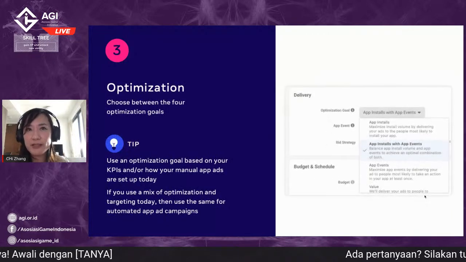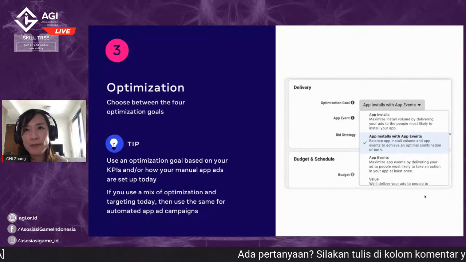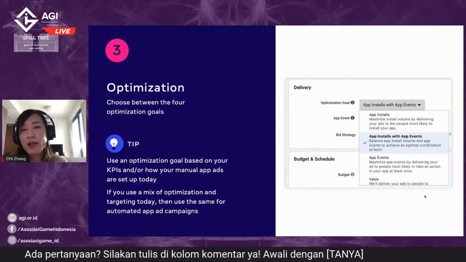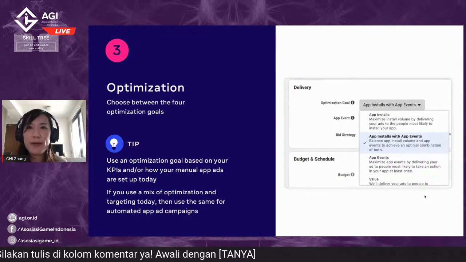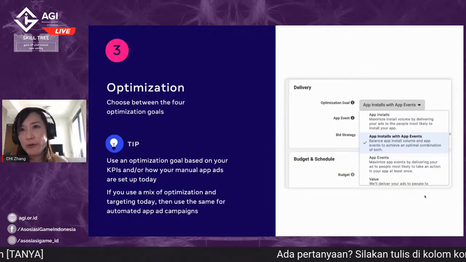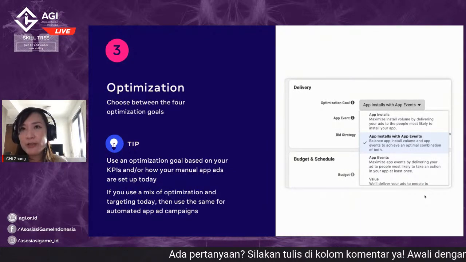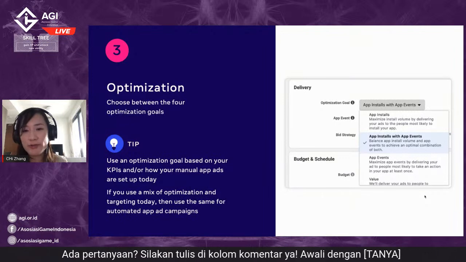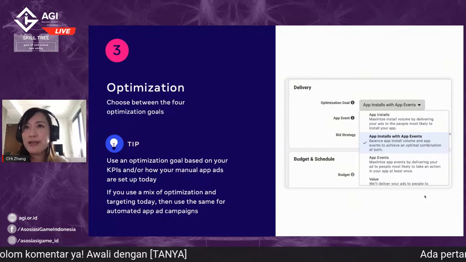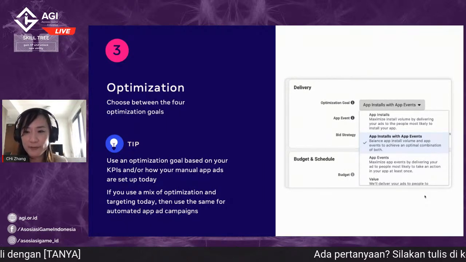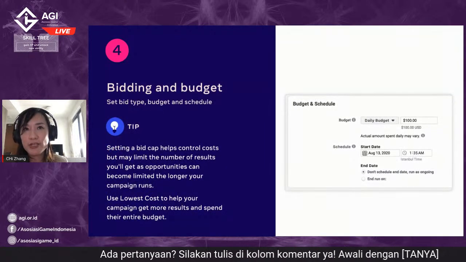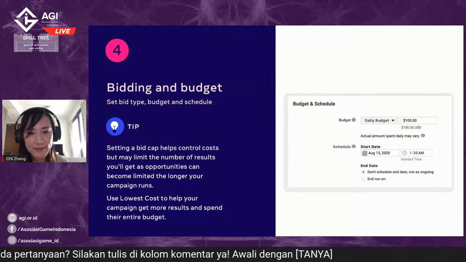In terms of optimization, it's very similar to your manual app ads. You have the option of app installs, app events, and value. In addition, you also have a balance of app installs with app events option if you value both installs and app events. So there are four optimization options available in AAA for you to choose which one is best suited for your business objective. Similarly, you can set up your bidding and your budget for your AAA campaigns.